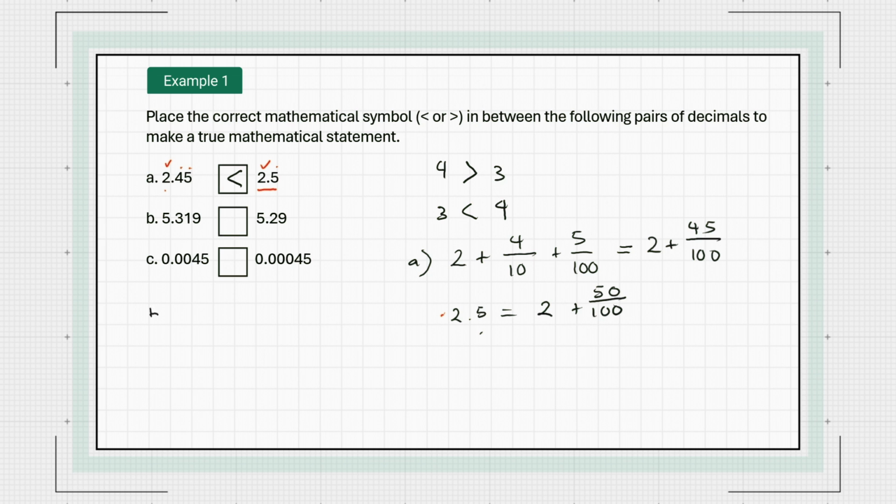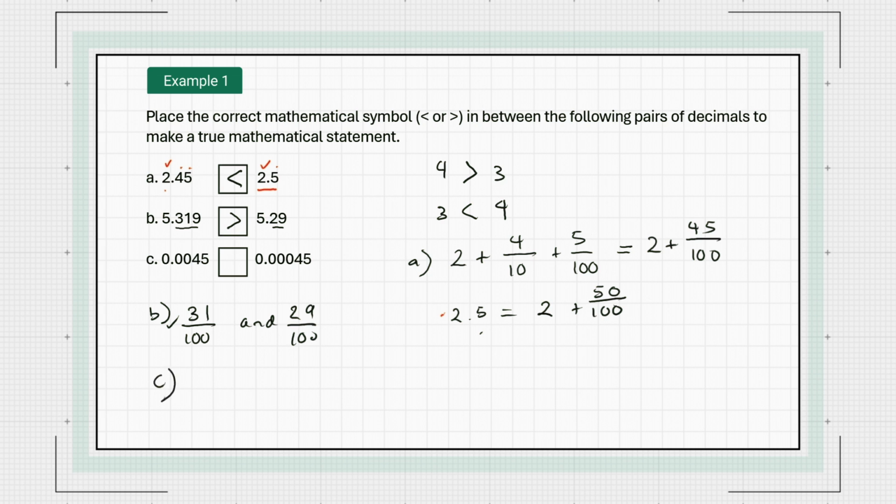Alright, let's look at B. So for B, we have both the same whole number, so we can't really compare them there. But this one here has 31 hundredths and 9 thousandths. This one here has 29 groups of 100. So what we're comparing essentially is 31 over 100 and 29 over 100. Clearly the first one here is larger. So in B, 5.319 is greater than 5.29.